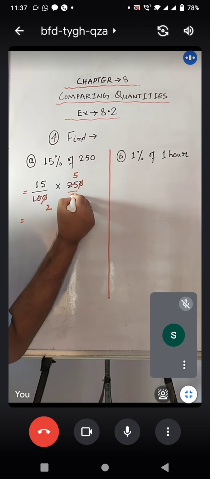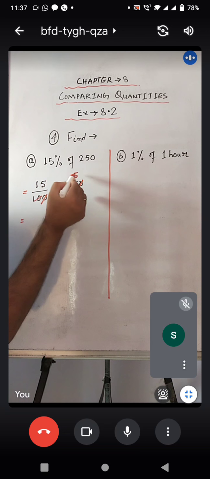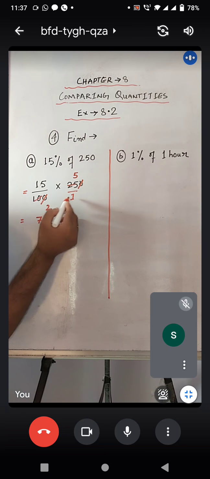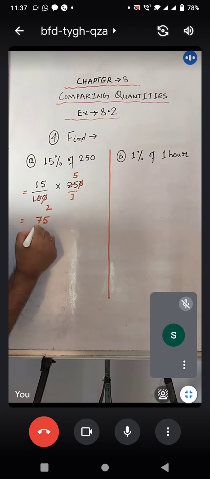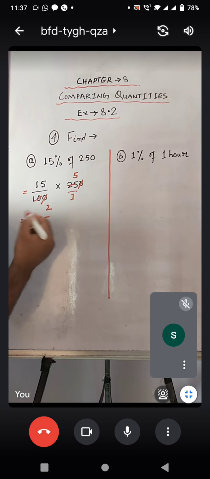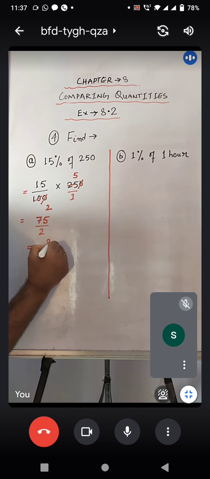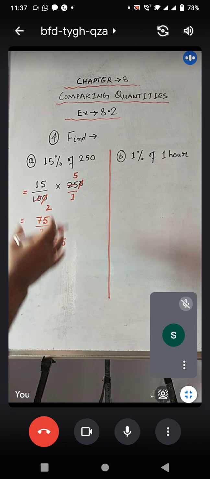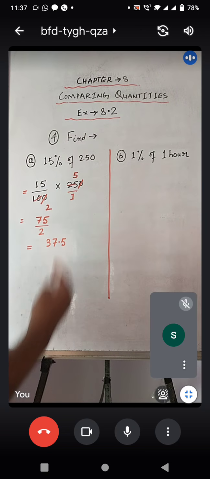Now what you have to do? You have to multiply 15 into 5, that is 75, and in the denominator we have 2 into 1, that is 2. So 75 by 2. So convert it into the decimal form. So that would be 37.5. So this is your required answer. Now let's move on to sum number B.